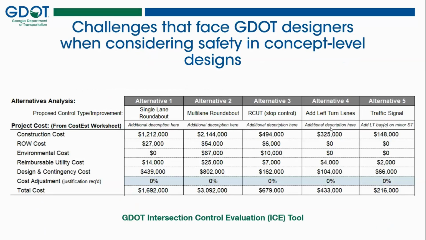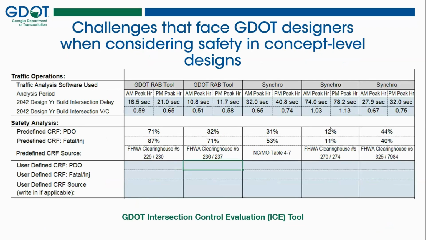All right. So I think an example of a way that we do this well is with our GDOT intersection control evaluation tool. I think a lot of the states have something very similar to this. We select some feasible alternatives for our intersection and then estimate the project cost of each alternative. Then we look at traffic delay for each alternative and crash reduction factors for each alternative. In our ICE tool, the CMFs are built into this already.